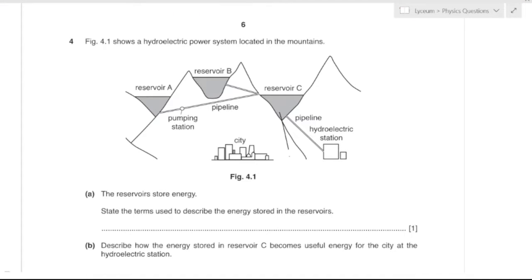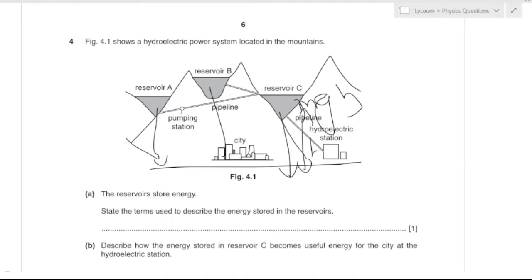For example, reservoir C is this high compared to the hydroelectric station. Reservoir B is this. Reservoir A is like here. What happens is due to this height, they create gravitational potential energy (mgh). This is stored as energy.